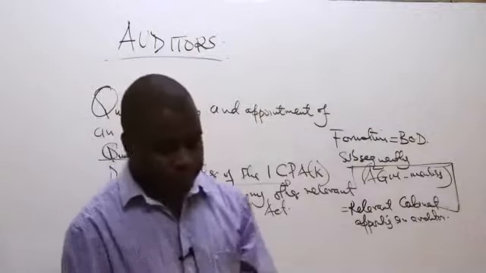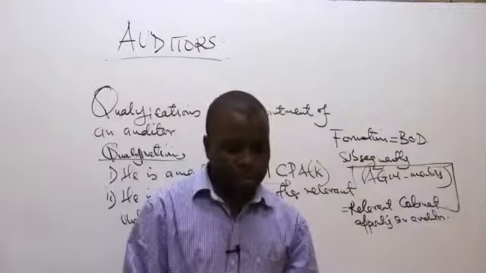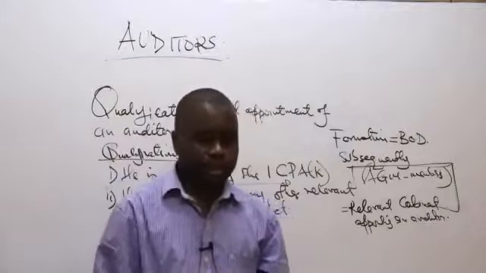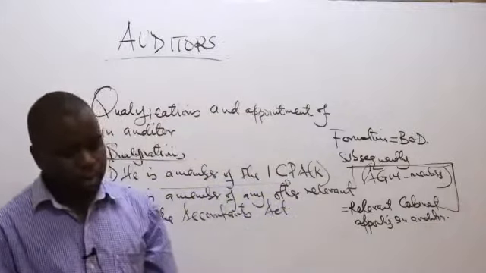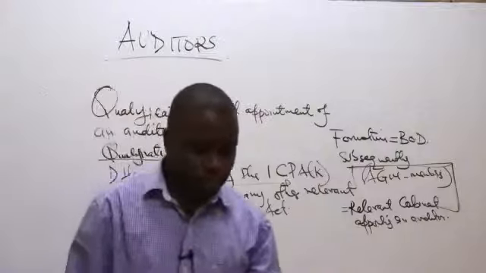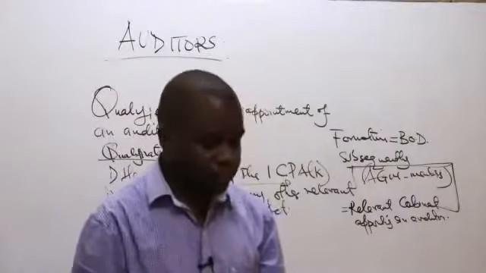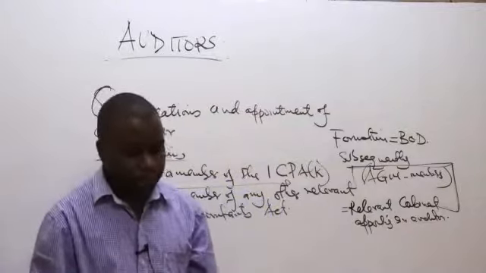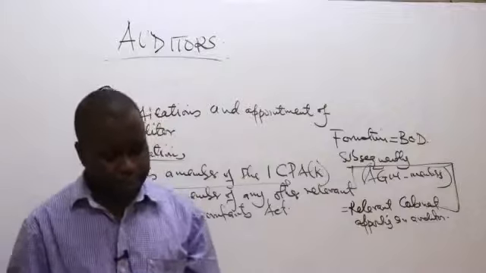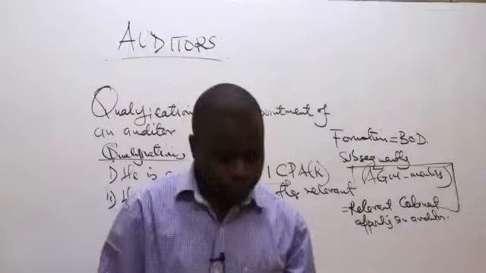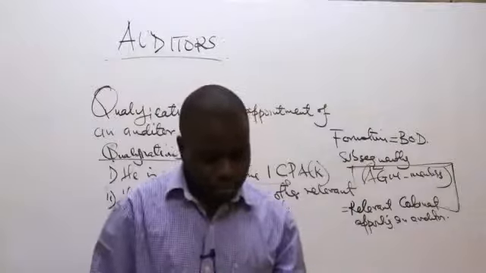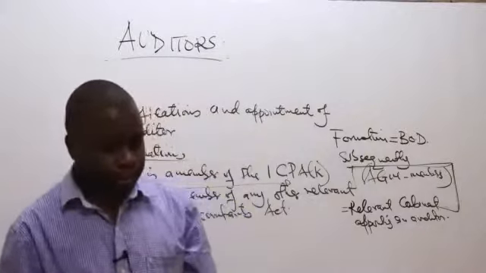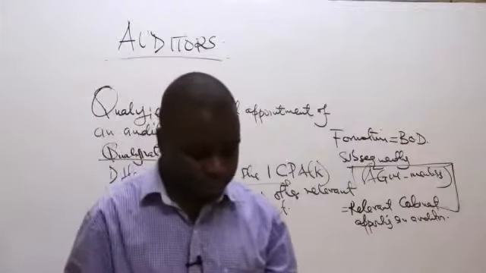So number one, he is not qualified for reappointment. Number two, a resolution has been passed to appoint someone else. Then number three, a resolution has been passed that he should not be reappointed. So the members have decided he should not be reappointed.